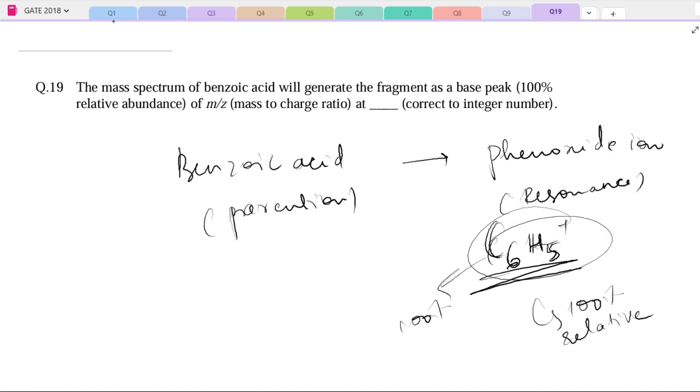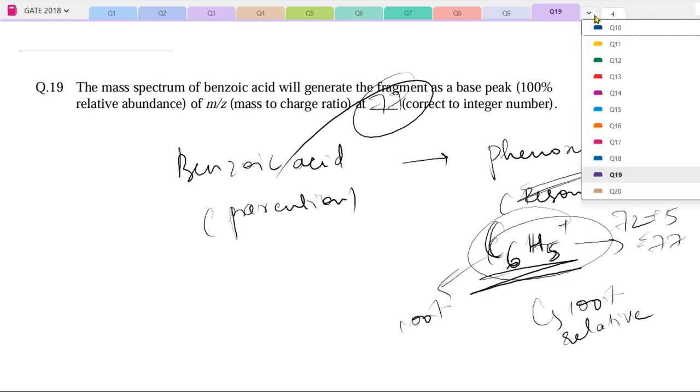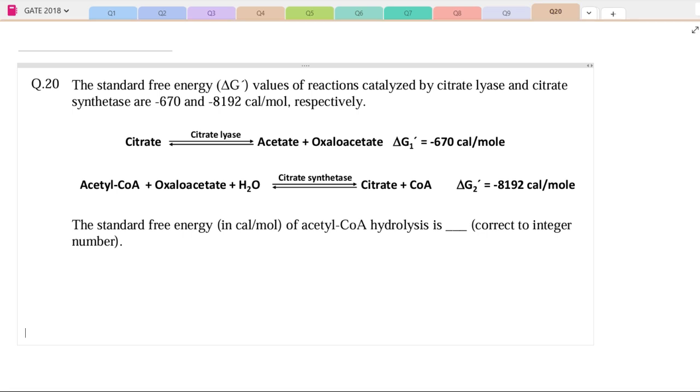So here, if you do the calculation, the mass is 12 into 6, which is 72, plus 5, which is 77, and the charge is 1, so m/z is going to be 77. So the correct answer here is 77. If you can figure out that the phenoxide ion is the most stable one, being resonance stabilized, then this question is pretty easy to solve. Moving on to the last question.